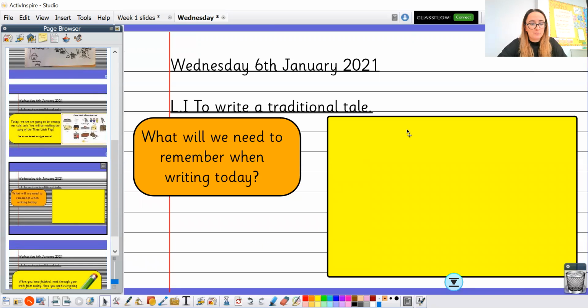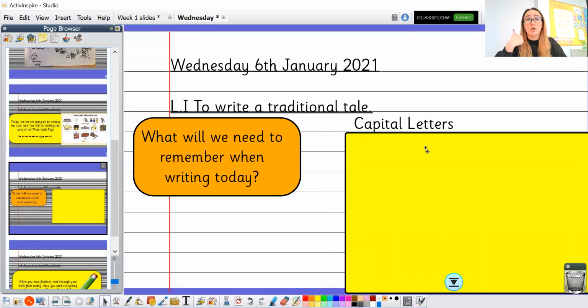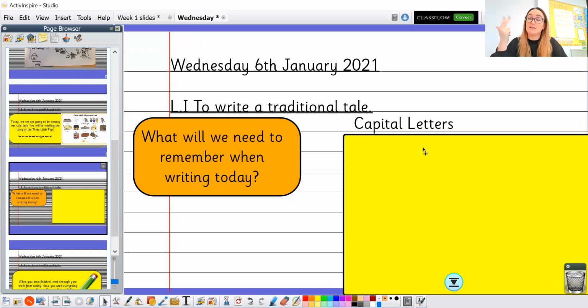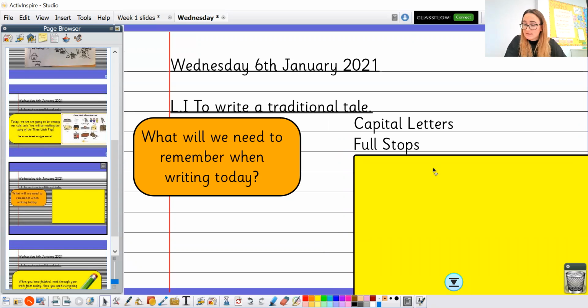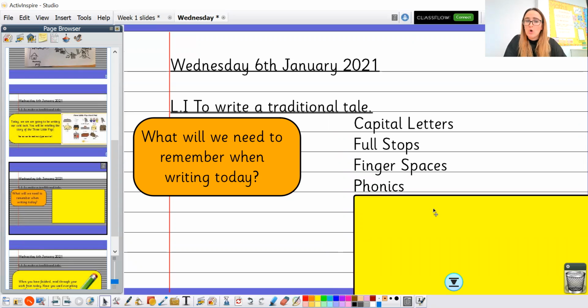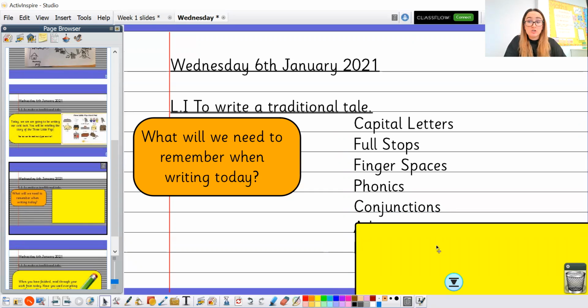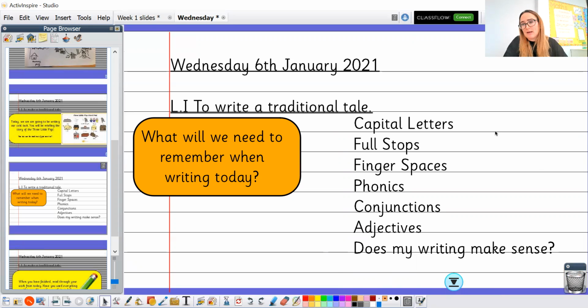Shall we have a little look? So you need to make sure you've got capital letters. Now remember, capital letters at the start of the sentence, for names, for places. So always remember those as you're writing. Full stops at the end of our sentence, of course. Finger spaces, always using finger spaces. This is our always success criteria, things that we always need to do no matter what genre of writing it is. Always remember our phonics. That's always important. Use of conjunctions, adjectives, and of course, at the end, rereading your writing back through.